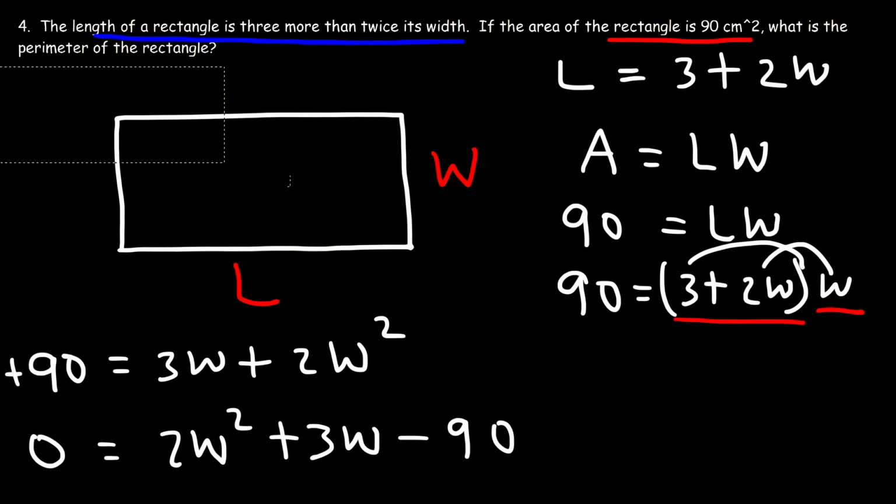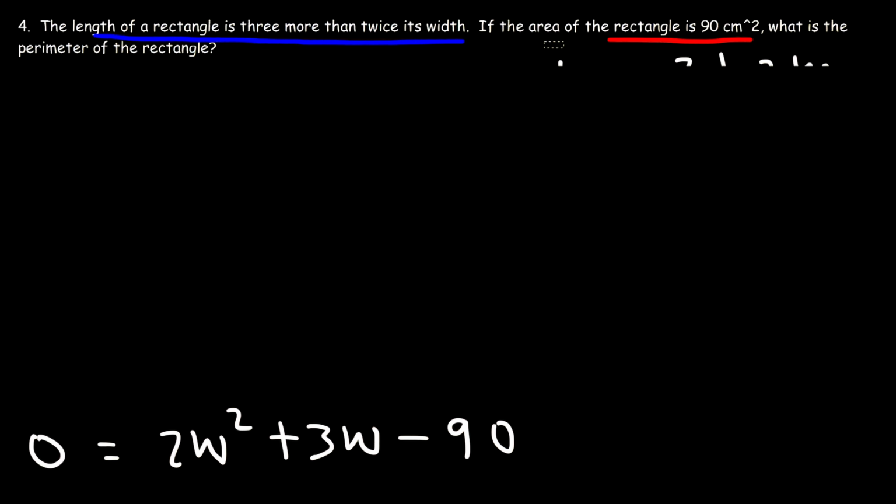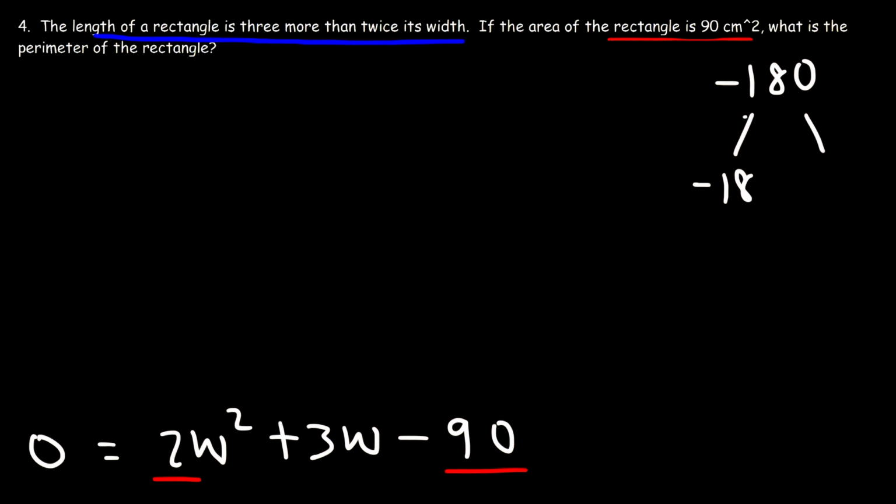Now, in order to solve for W, we either need to factor or use the quadratic formula, because right now, this is a quadratic equation. Let's see if we can factor. So first, we need to multiply the leading coefficient by the constant term. 2 times negative 90 is negative 180. And now we need to find 2 numbers that multiply to negative 180 but add to 3. So we could try negative 18. Negative 180 divided by negative 18 is 10. But these 2 numbers, they don't differ by 3.